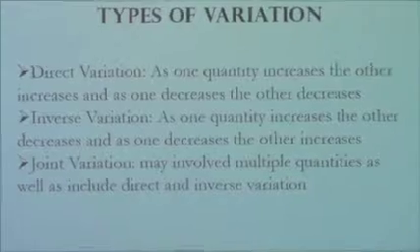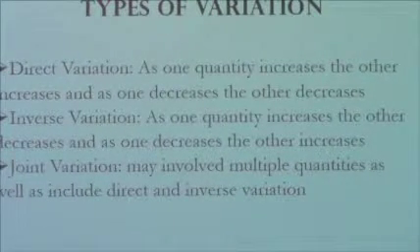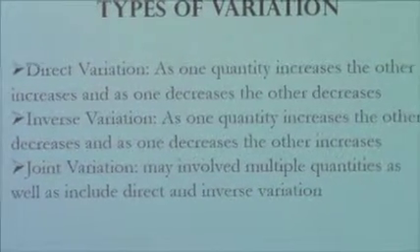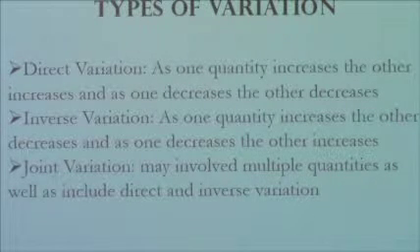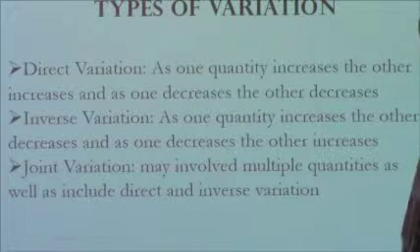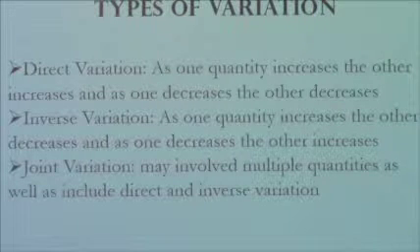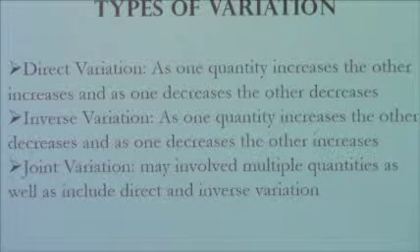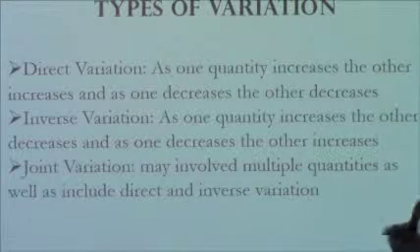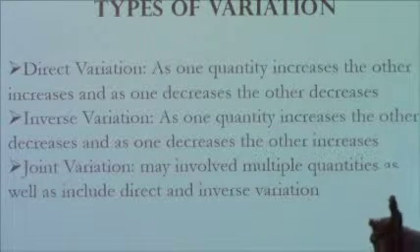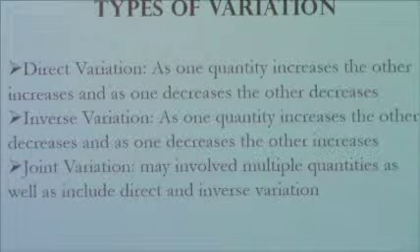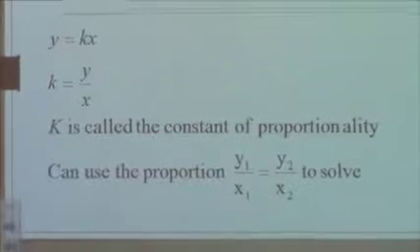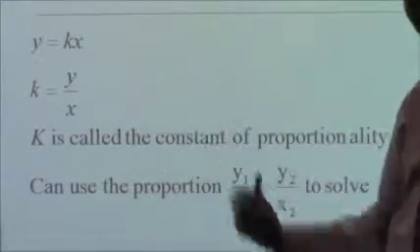Direct variation is a variation in which as one quantity increases, the other quantity also increases. An inverse variation is a variation in which as one quantity increases, the other decreases, or as one decreases, the other increases. And a joint variation is a variation in which you can have multiple quantities increasing, having a direct or inverse relationship.